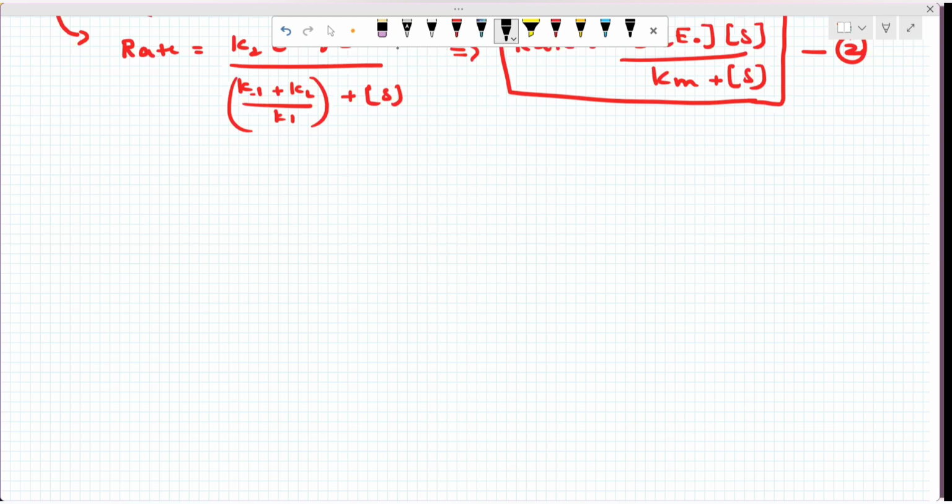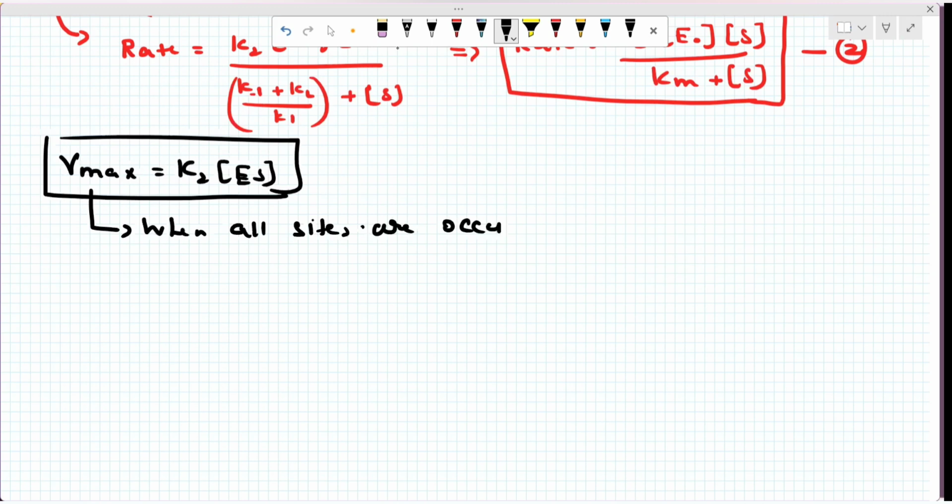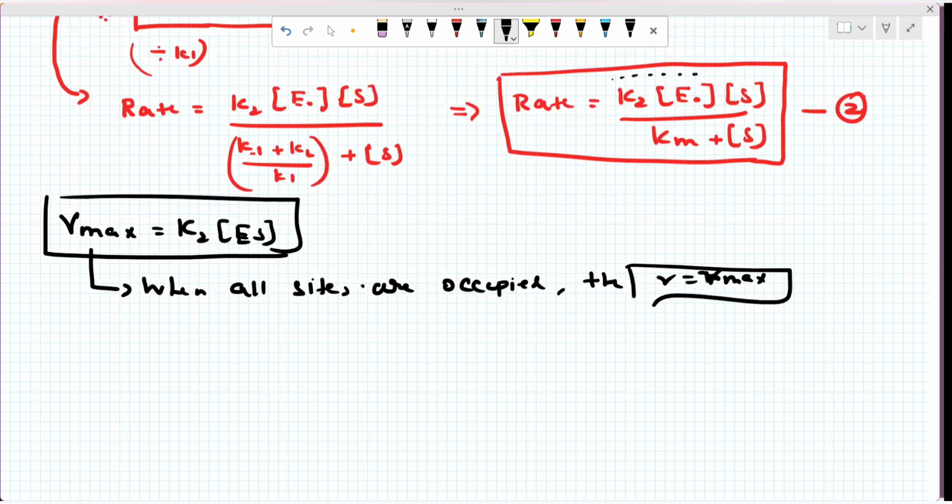What is R max now? Generally, the very important formula is R max equal to K2 into E naught. Okay, very important. I give you the definition. Please note: when all sites are occupied, then R is equal to R max. Now what is the formula? See, this is the formula: rate equal to K2 into ES.